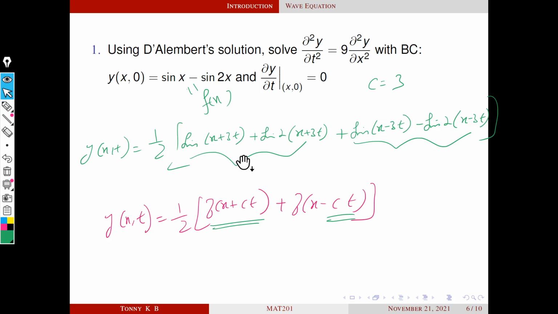And what is the solution after simplification? Yes, after all simplification, this is the final answer. y(x,t) is equal to sin x cos 3t minus sin 2x cos 6t.